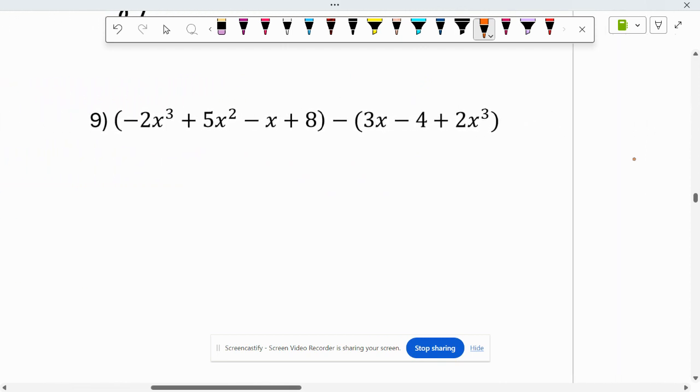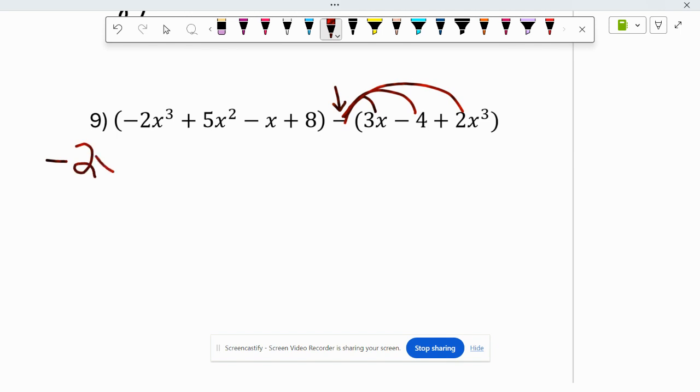Number 9. What do you want to do first? Bailey, what do you want to do first? Distribute this negative, okay? Distribute, distribute, distribute. So I'm going to rewrite the first polynomial and I'm not changing anything. Negative 2x cubed. Do you guys want to stack these up on top of each other or just keep them horizontal? What are you thinking, Bailey? Do you like them stacked up or do you like them horizontal? Stacked? Okay. So let's see.